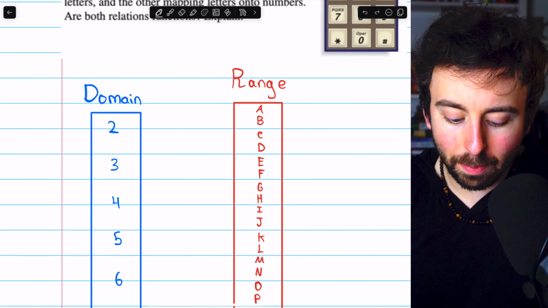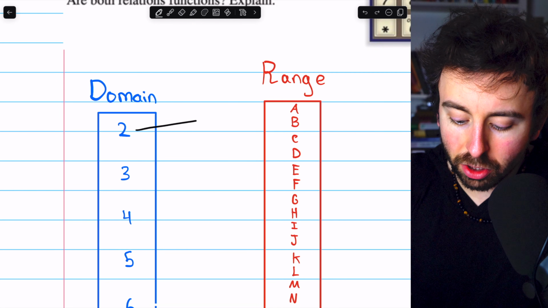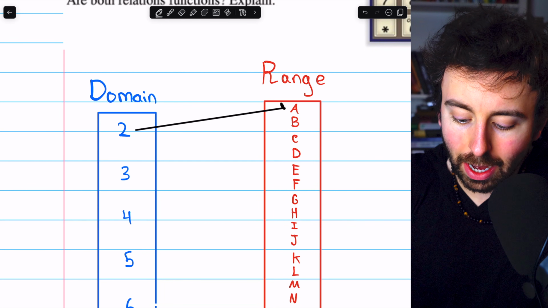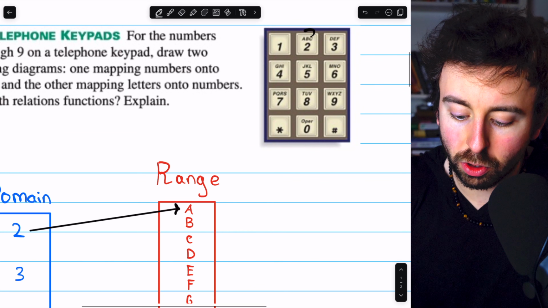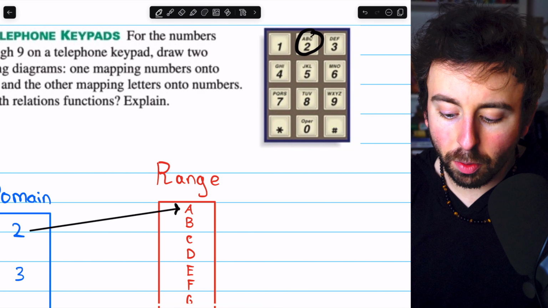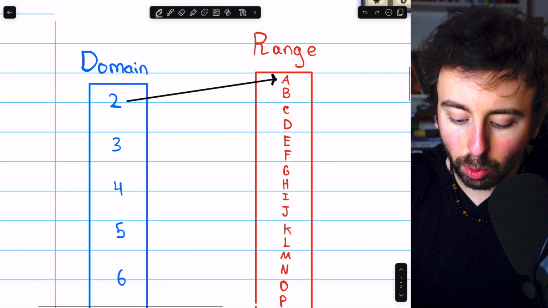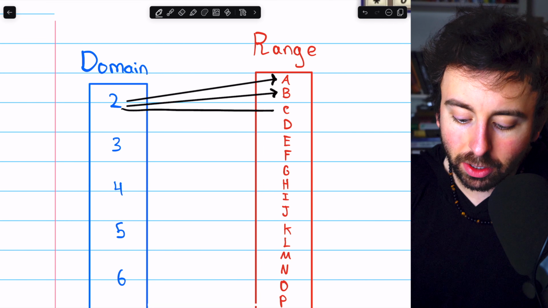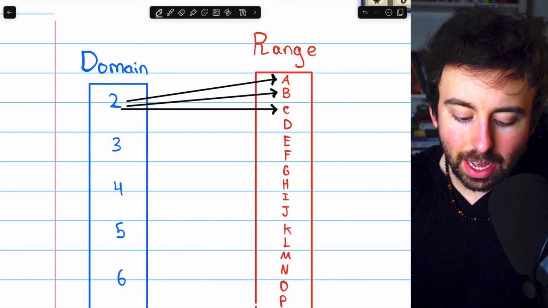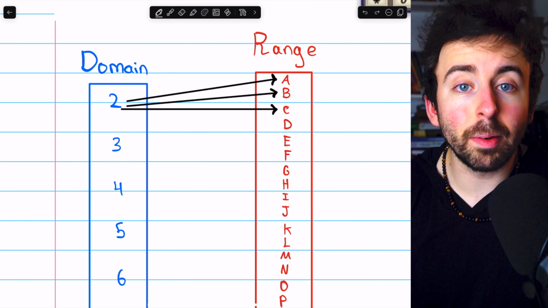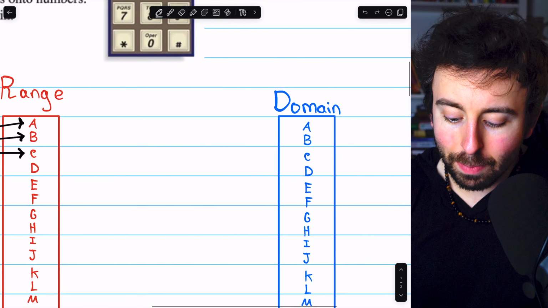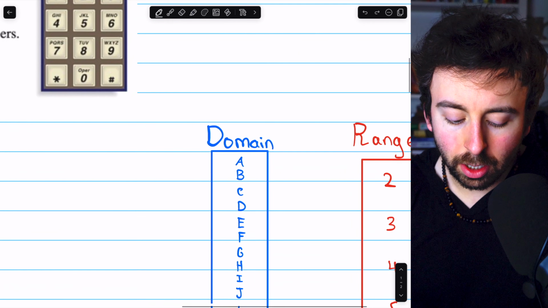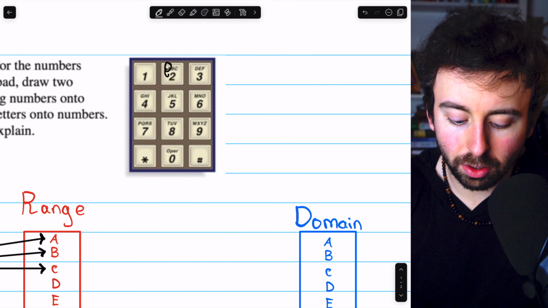So if we're mapping numbers to letters, then the number 2 is going to map to the letter A. As you can see in the picture, 2 maps to A. It also maps to B and C. So we'll have an arrow mapping 2 to B, and an arrow mapping 2 to C, and the other numbers will proceed similarly.